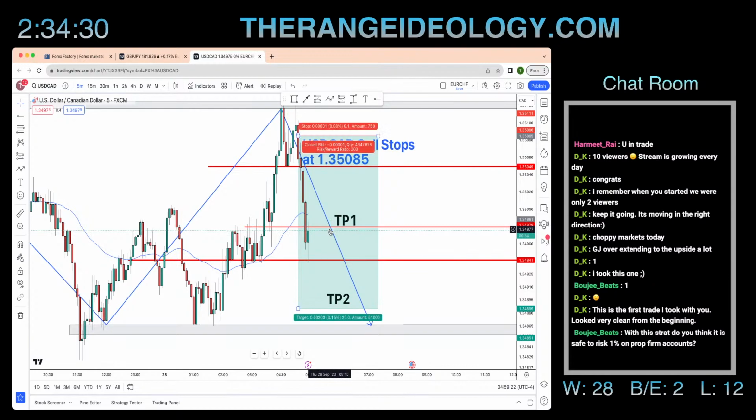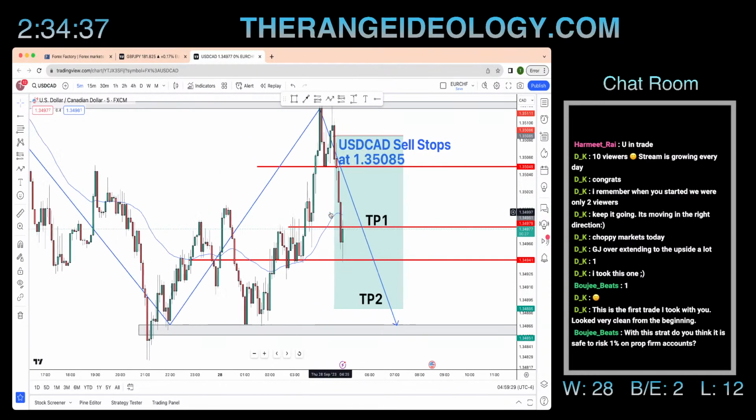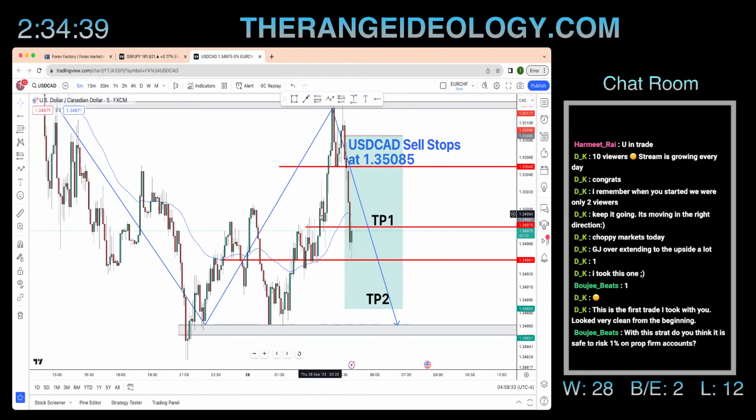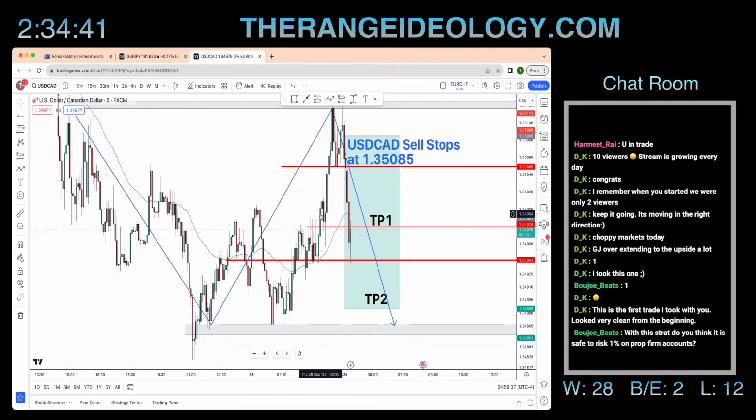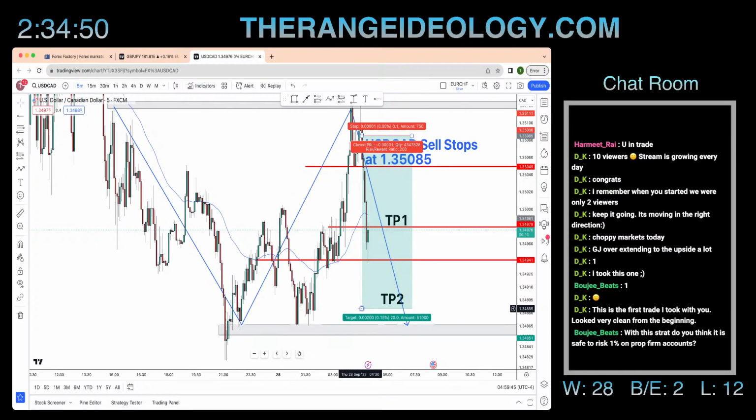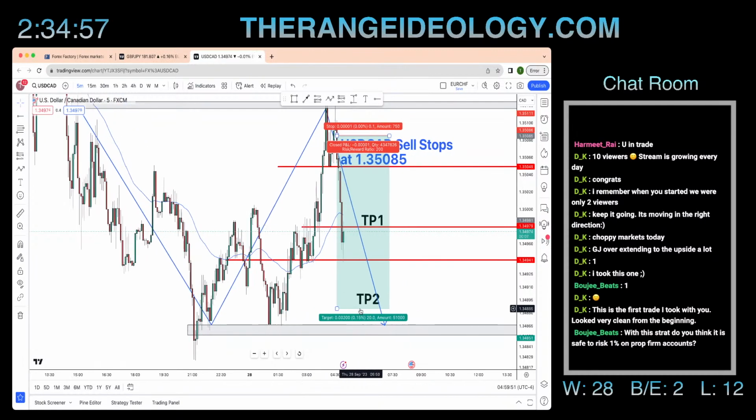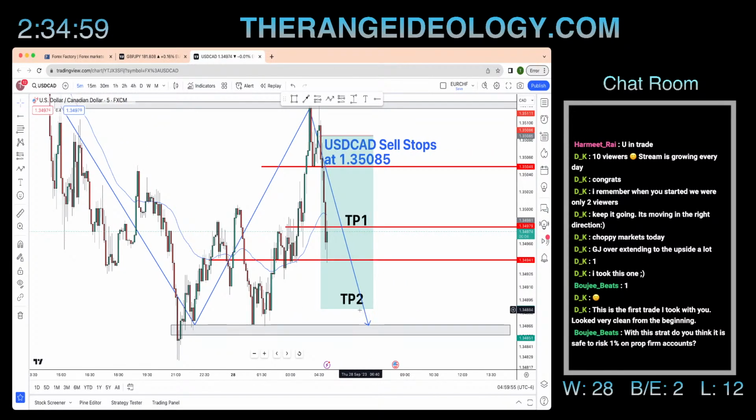So not too bad. With this strategy, do you think it is safe to risk 1% on prop firm accounts? Exactly. So every setup that I have on the stream here, I'm risking 1%, right? So 1% of your account size, this would be great. So if you were attending all the streams from the beginning of the month, so I just started in September, so this will be my first full month of streaming. If you started at the beginning, you've been maybe up 3 to 4%.